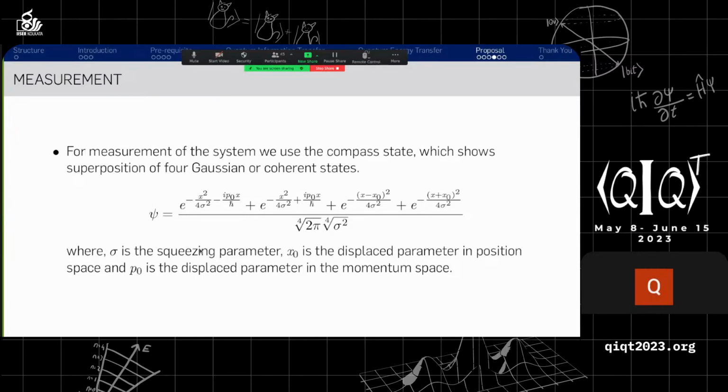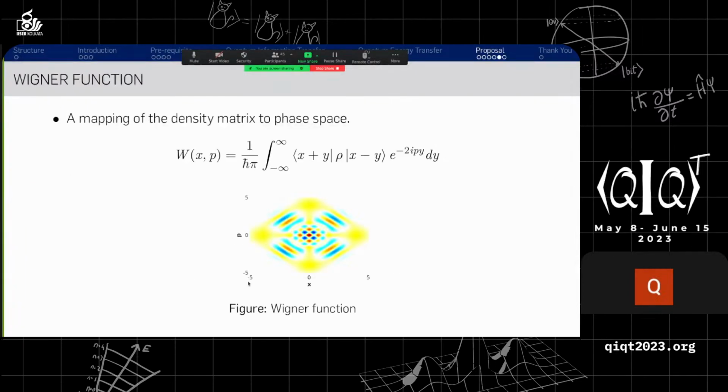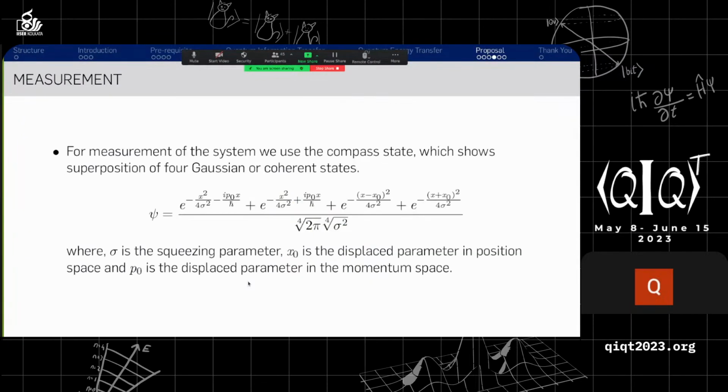The first term, these are the four Gaussian terms. The first term is the displacement in the minus P naught direction. The second term is the displacement in the plus P naught direction, whereas the remaining two terms are the displacement in the minus X naught and plus X naught directions. Here sigma is the squeezing parameter, X naught is the displacement parameter in position space, and P naught is the displacement parameter in momentum space.